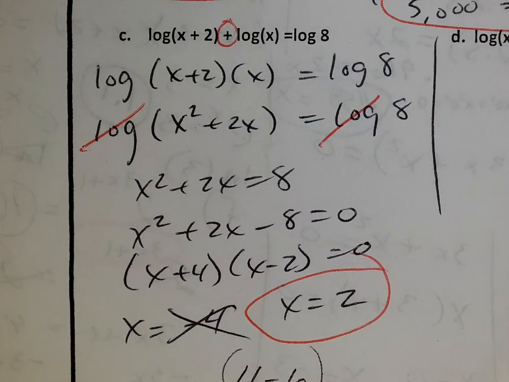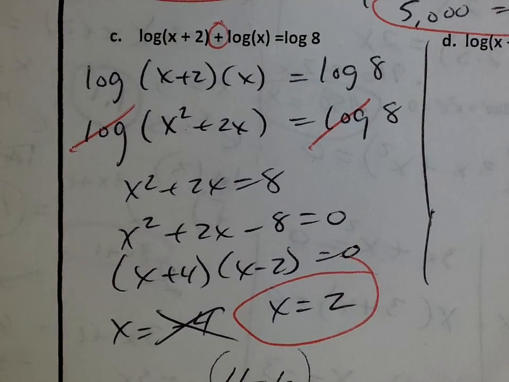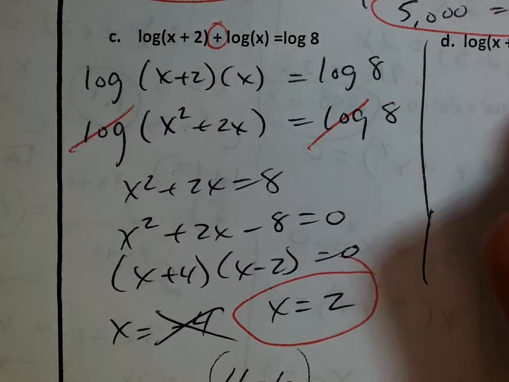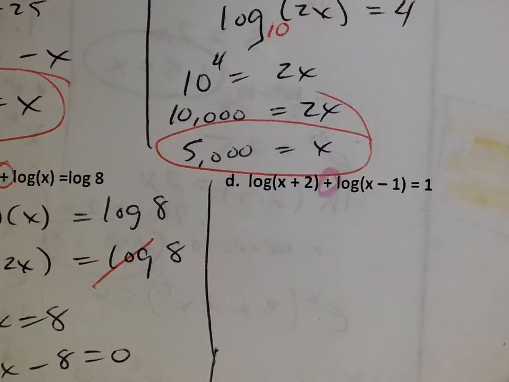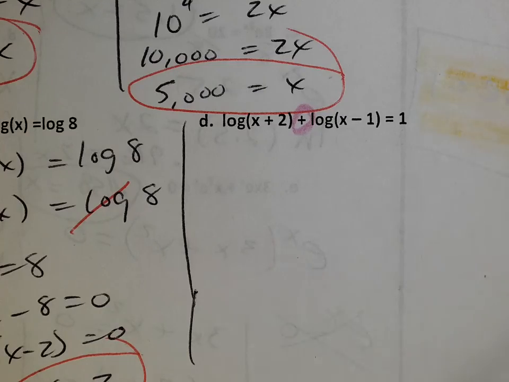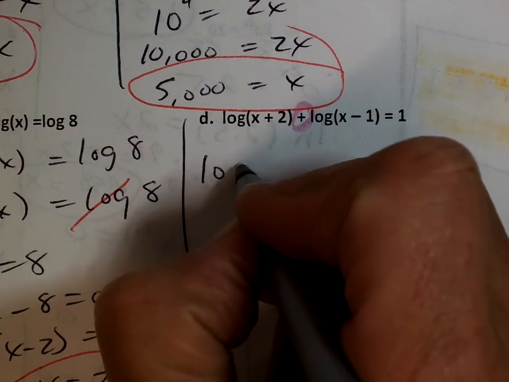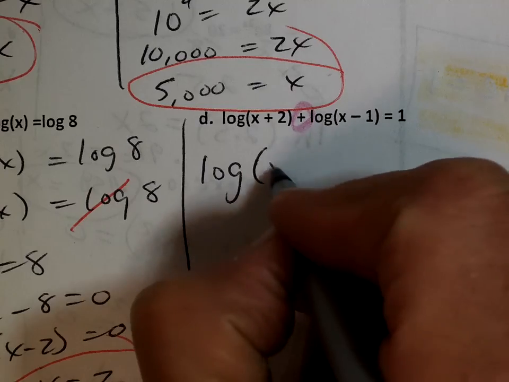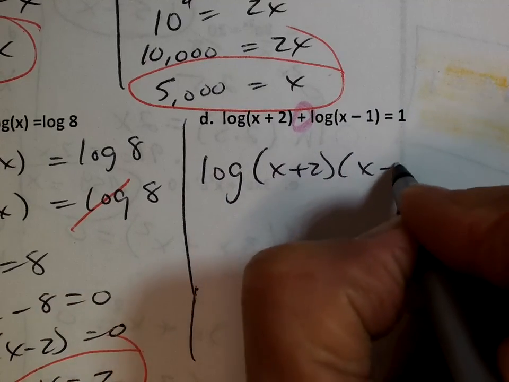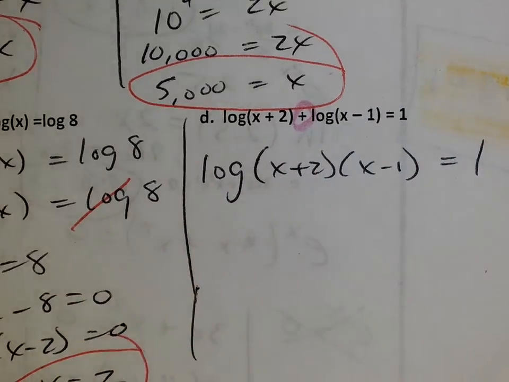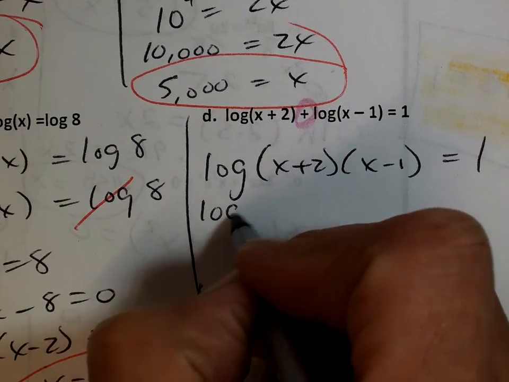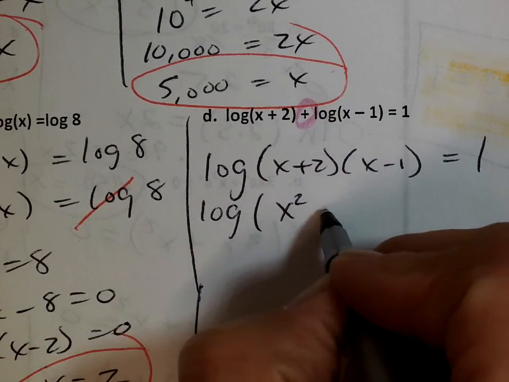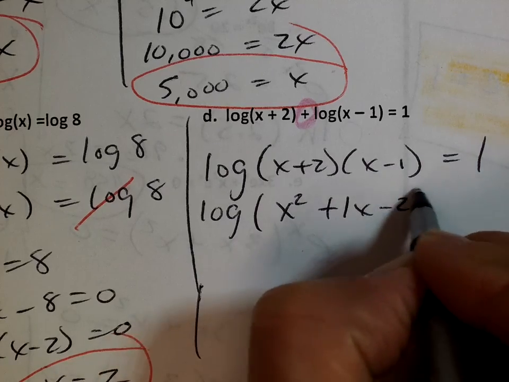All right, last but not least, D. All right, again, I've got too many logs. If I want to solve, I got to bring them together to make a single logarithm. Okay, thank you, Zoe. Let's bring it together and rewrite it as a single log. So I'm going to go log of x plus 2 times x minus 1 equals 1, okay? Which is log of x squared plus 1x minus 2 equals 1.